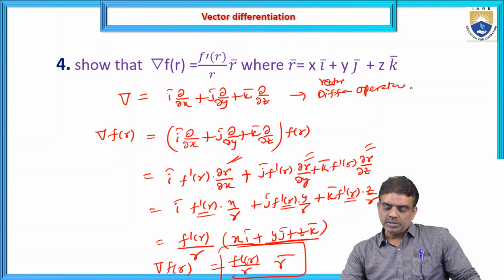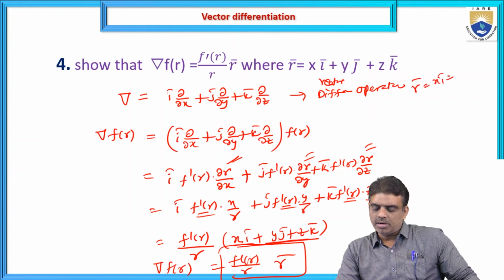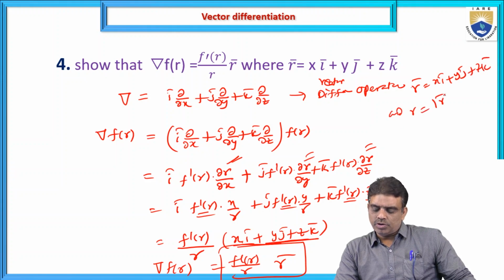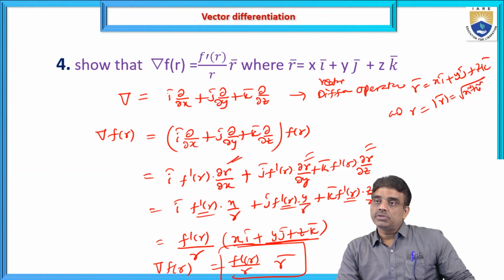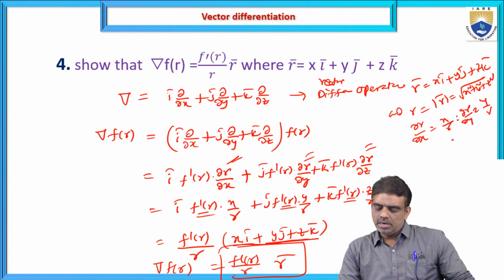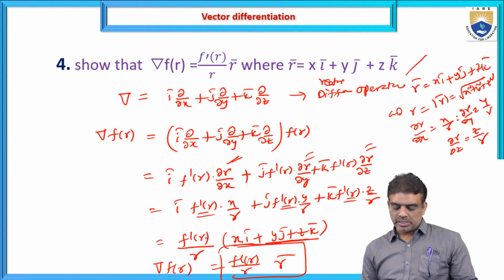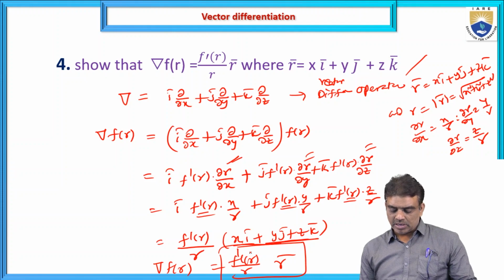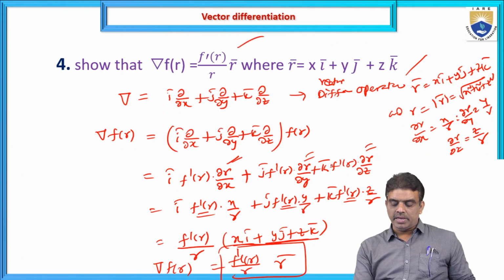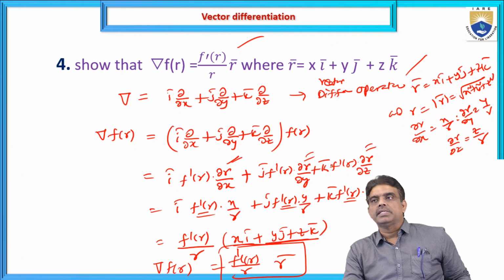So in this case, we use the same thing. r bar is equal to x i bar plus y j bar plus z k bar, and r is equal to magnitude of r bar, that is root of x square plus y square plus z square, and dou r by dou x is x by r, dou r by dou y is y by r, and dou r by dou z is equal to z by r. So using these formulas or results, I use it to do this, and finally the answer is f dash of r by r into r bar, where r bar is x i bar plus y j bar plus z k bar.